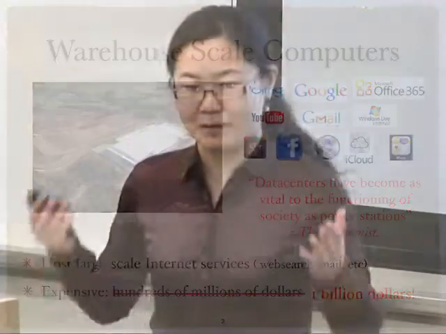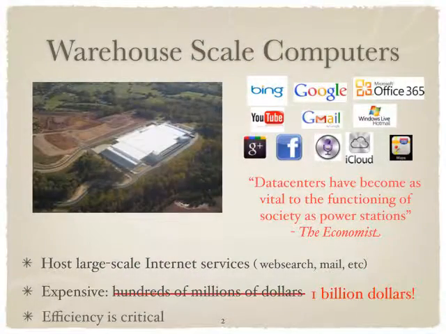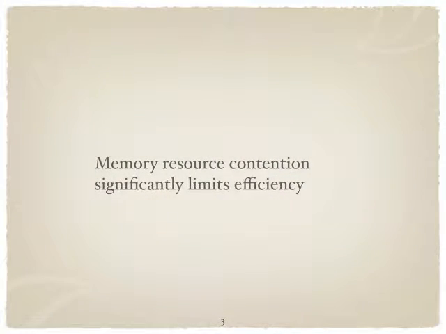And of course, when people spend $1 billion building data centers, they want them to be very efficient. So efficiency is really critical for the cost. My work mostly focuses on memory resource contention on commodity multi-core architecture, which is a very significant limiting factor for efficiency in warehouse scale computers. And I'm going to explain why.